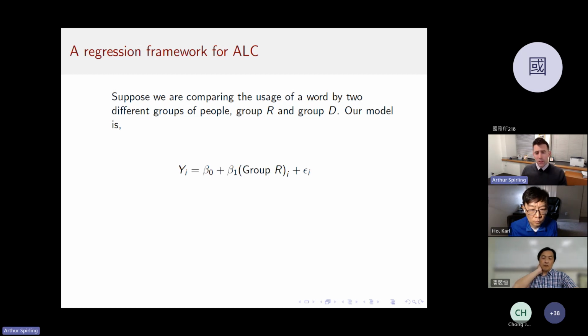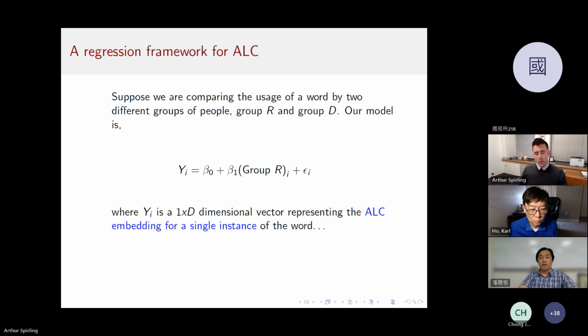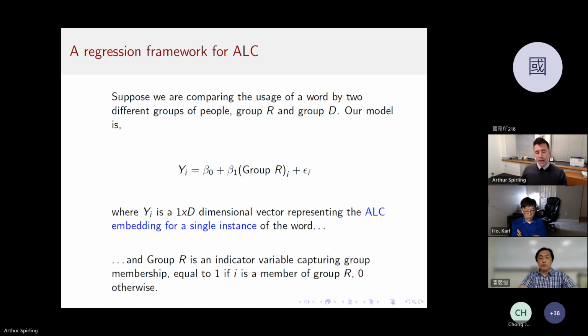So that's the problem. We've got this familiar embeddings equation, we want to predict it using the people's membership of group R or not. Just to recap, yi is a 1 by d dimensional vector, and that's going to be, as I said, the ALC embedding, which is this idea of an average multiplied by a matrix, which either you get from us or that you fitted yourself. And R, for now at least, is just an indicator telling us which group the person is in.